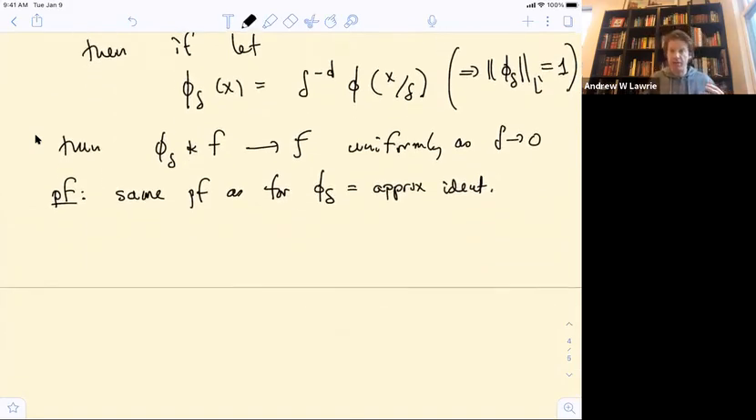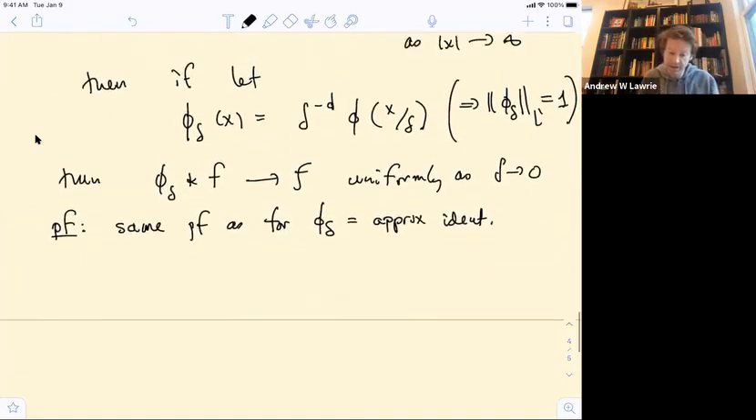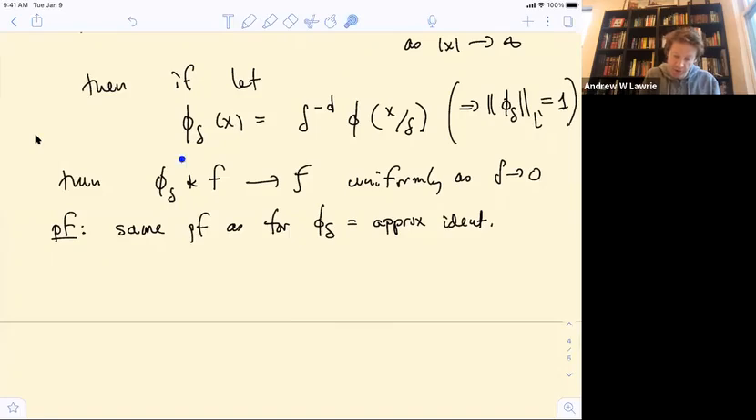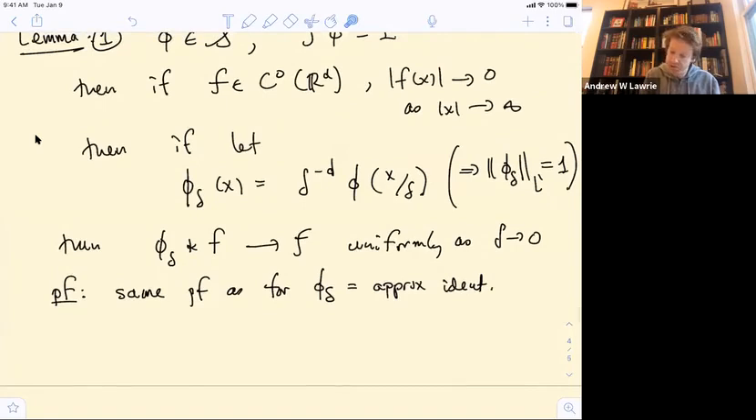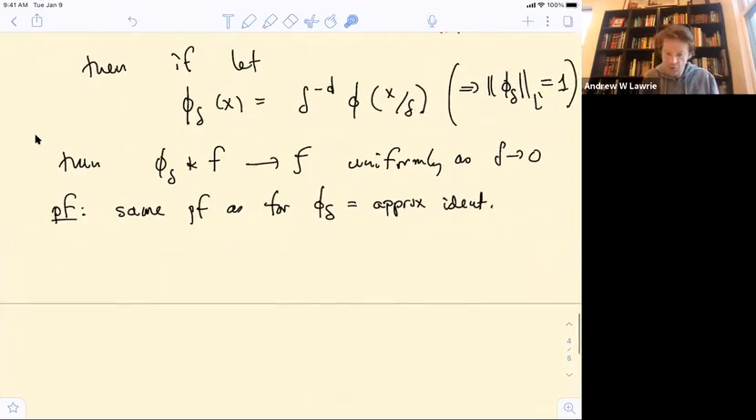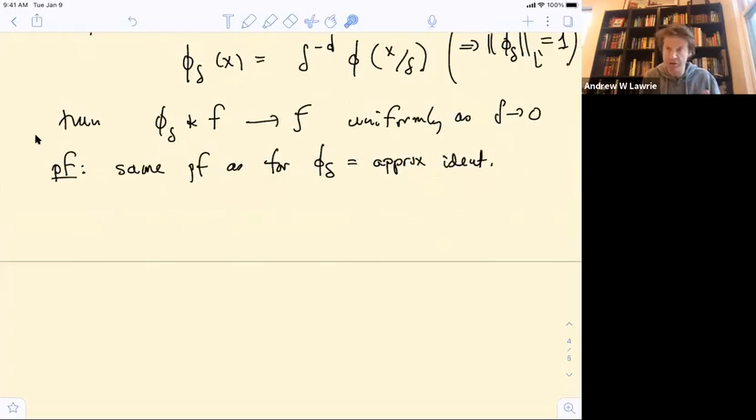And you can in particular apply all the things you know about approximate identities. Namely, if you convolve with a continuous function, you have uniform convergence. If you convolve with an L1 function, then you have convergence almost everywhere.